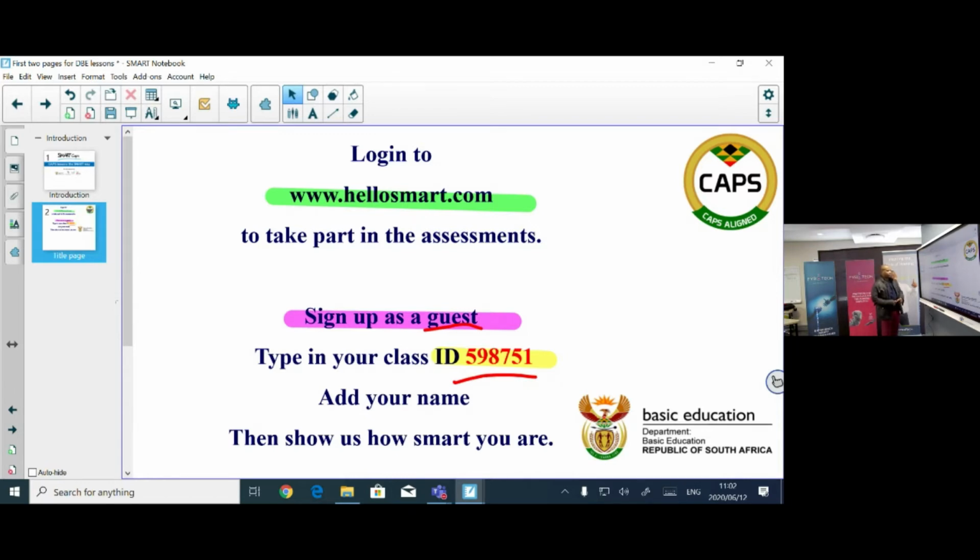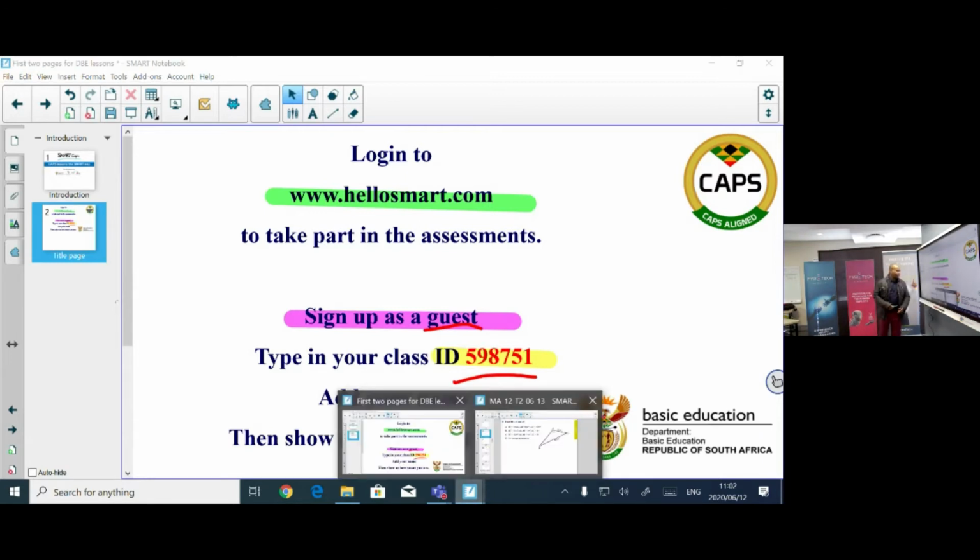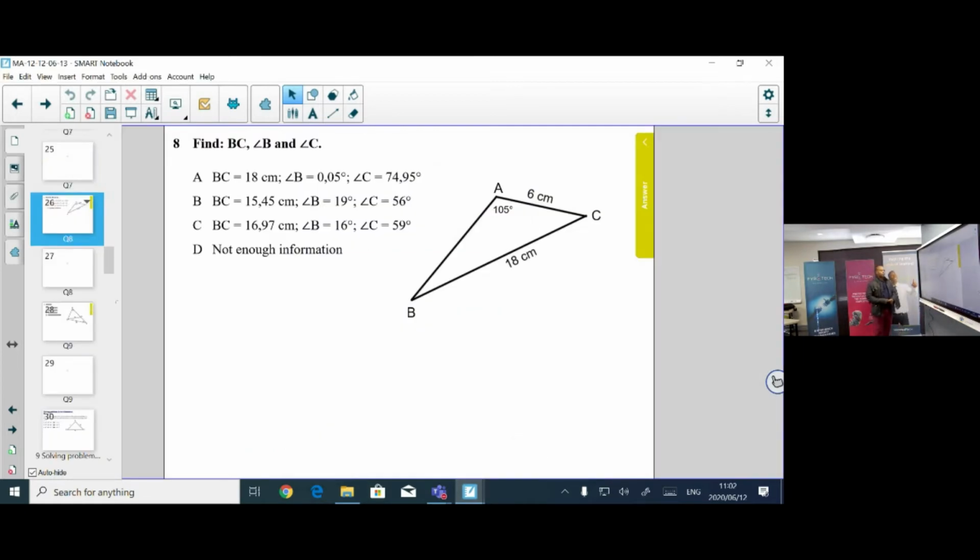Later on I shall flash this number again to remind you if you have missed a figure or two. But let's jump right into our topic of trigonometry.